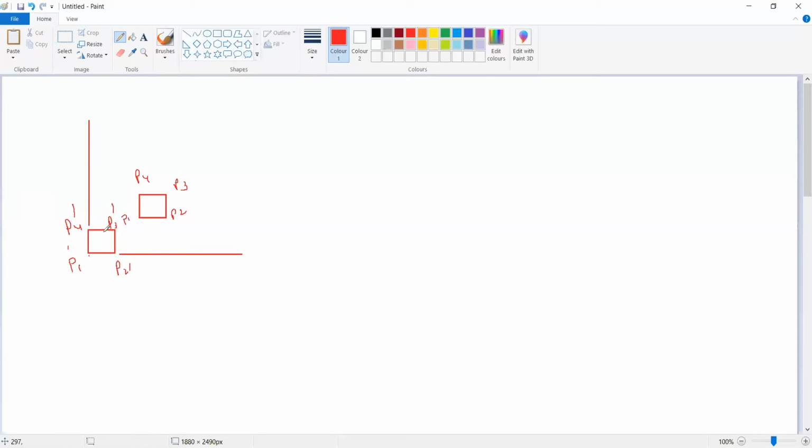And how can you shift the entire object with respect to the origin? You can simply perform the translation operation. So before performing the scaling operation, what you have to do? You have to perform the translation operation. So we will perform the translation matrix on the object. Step 1. After performing the translation operation, you perform the scaling operation.